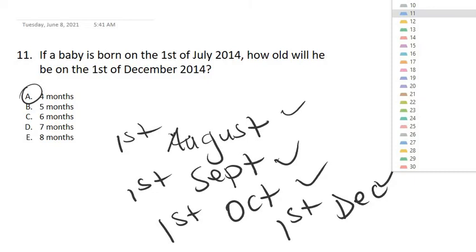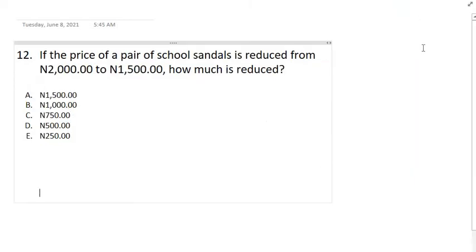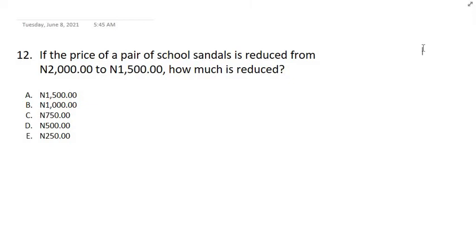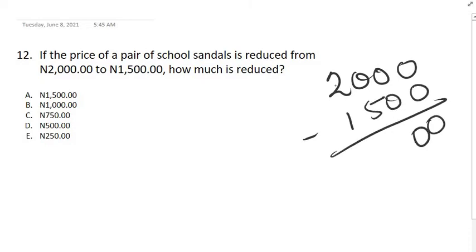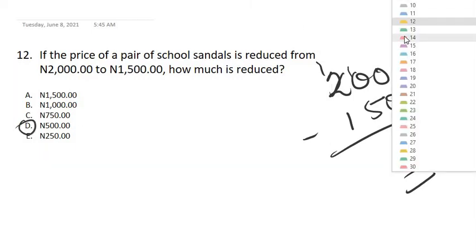Okay. Question 12. If the price of a pair of school sandals is reduced from 2,000 to 1,500, how much is reduced? If the price is reduced from, so you simply subtract 2,000 minus 1,500, okay, 0, 0, borrow 1 here, this is 1, put it here, 10 minus 5 is 5, 1 minus 1 is 0, so the answer is D. Question 13.